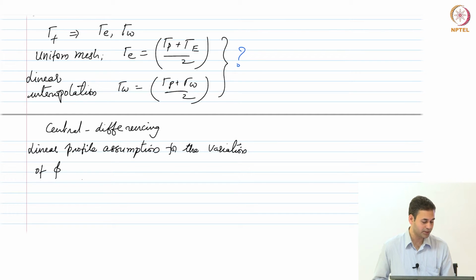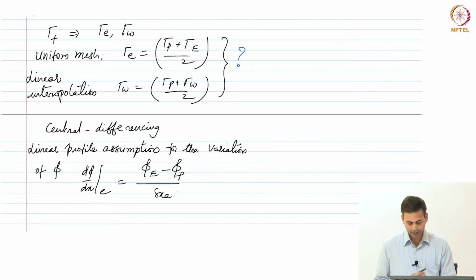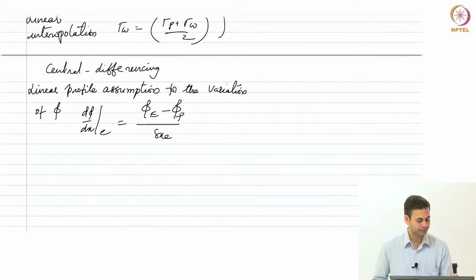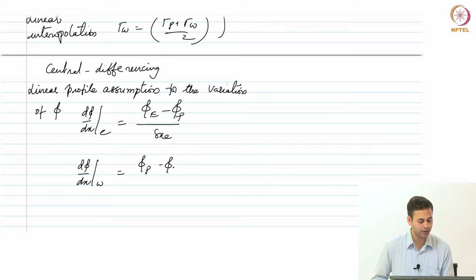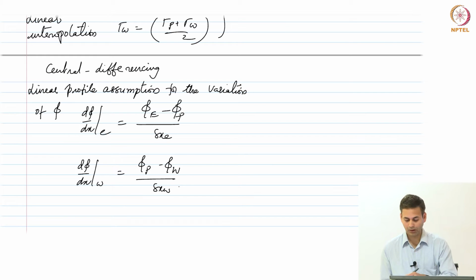with which we can approximate d phi dx on the east face as phi capital E minus phi capital P upon del x E, and d phi dx on the west face as phi P minus phi W upon del x W. So, we have these two linear profile assumptions with which we can evaluate the fluxes on the faces of the control volume. Alright, so far so good.